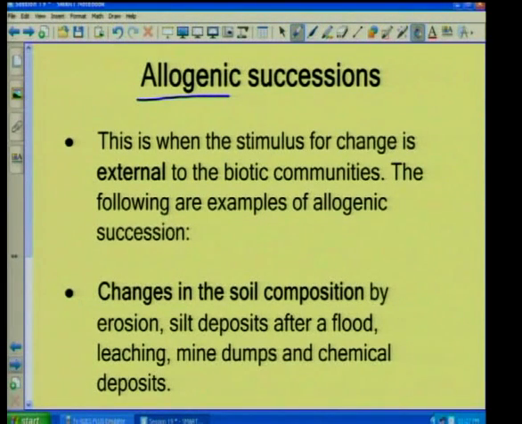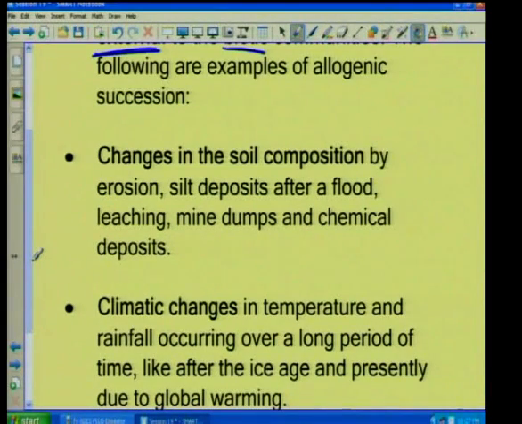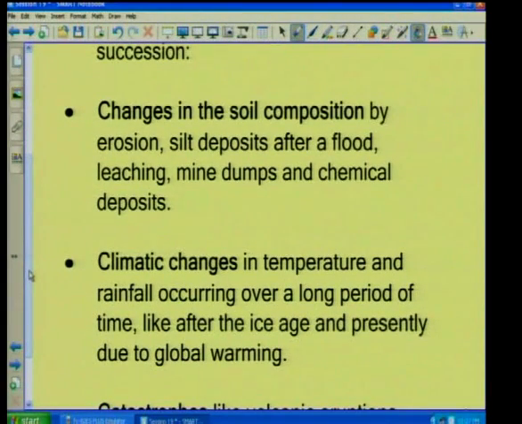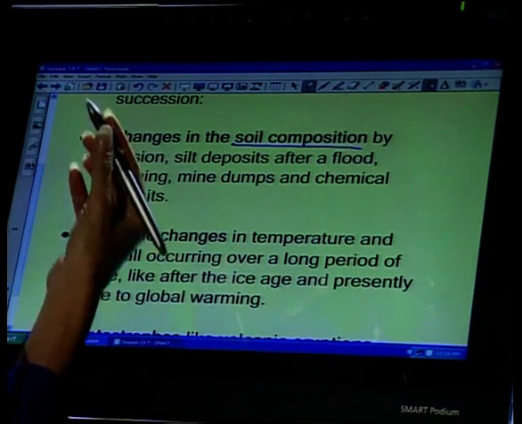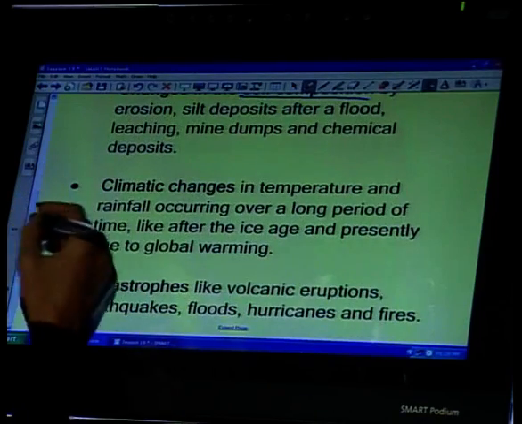Allogenic succession, this is when the stimulus for change is external to the biotic communities, and the following are examples. We have changes in the composition of the soil. Why? Because of erosion, silt deposits, leaching, all those pesticides and insecticides going into the water table, mine dumps, chemical deposits. So you change the composition of the soil. You're not just changing the fertility or the pH because a plant has caused that. You're changing the whole bang shoot, and it's because we are doing this, or because there's a natural catastrophe.